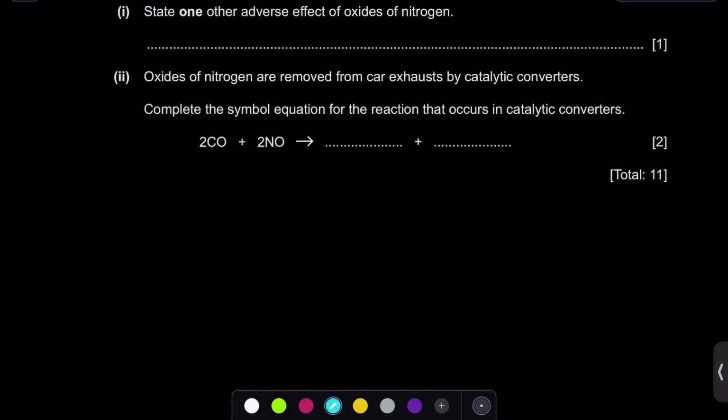Oxides of nitrogen are removed from car exhaust by catalytic converters, and they convert them to relatively safer gases, nitrogen and carbon dioxide. You just have to make sure that everything is balanced. So I think carbon dioxide will be two. Yep, balanced.